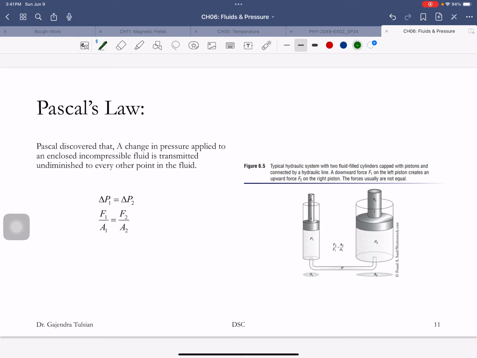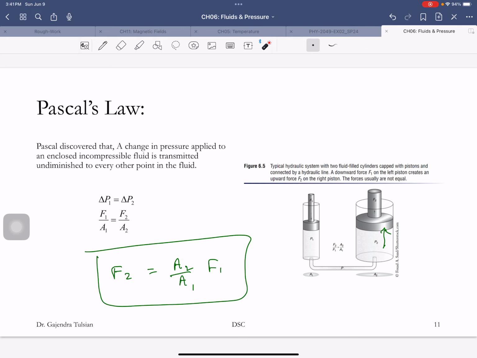What this device does is it's a force multiplier. Now let's solve for F2. F2 is A2 over A1 times F1. So let's say this area is 20 times larger than this area, then F2, the output force, will be 20 times the input force. So this is a force multiplier, and you'll see the application in a second.